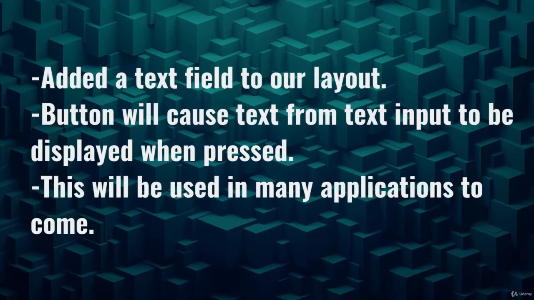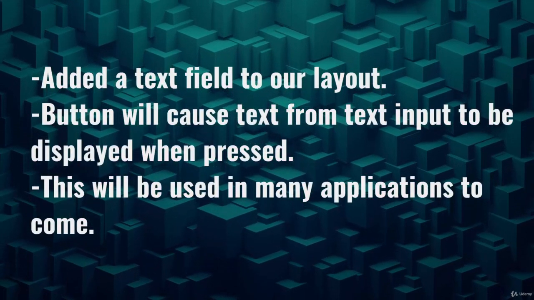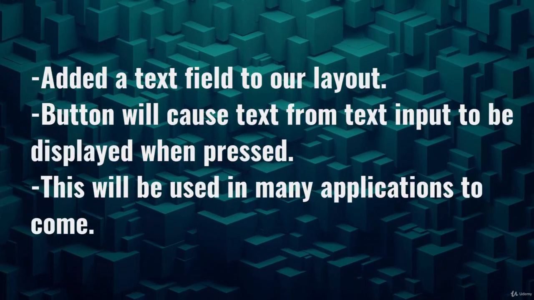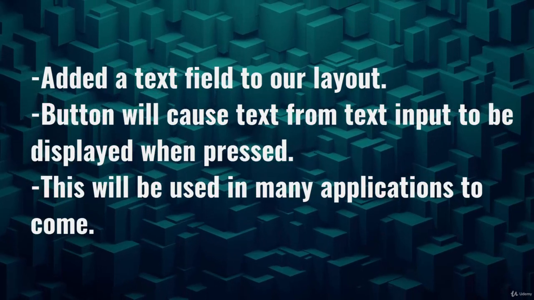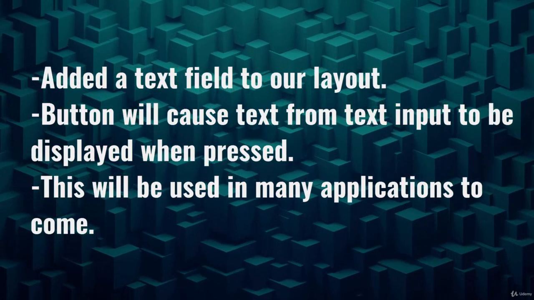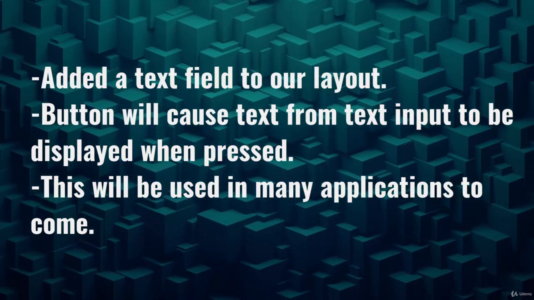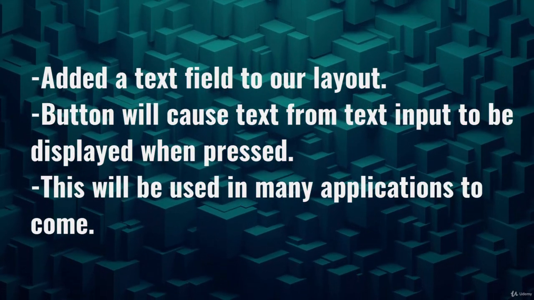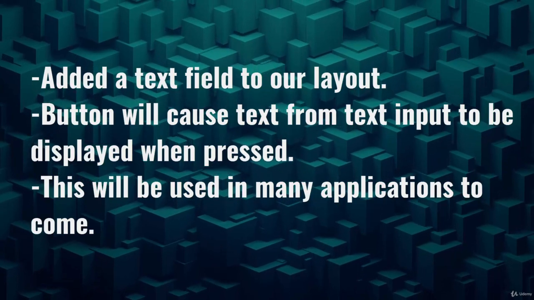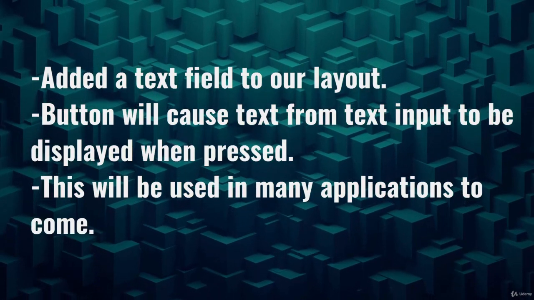Okay, so in this part of our tutorial, we just added a text field to our layout in the main.storyboard file. We also added a button and a label, and the button will basically cause text from our text input to be displayed on the label when the button is pressed. So it's just going to take our input as a user and display it on the label.